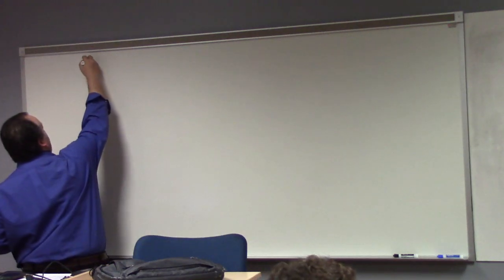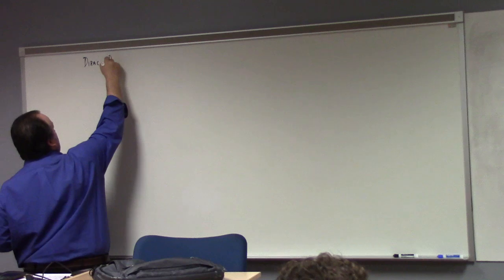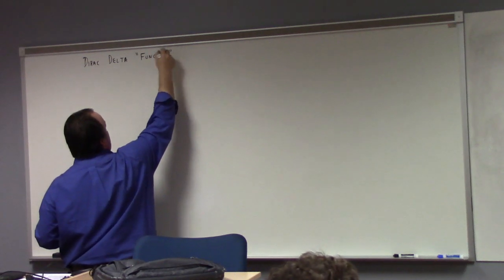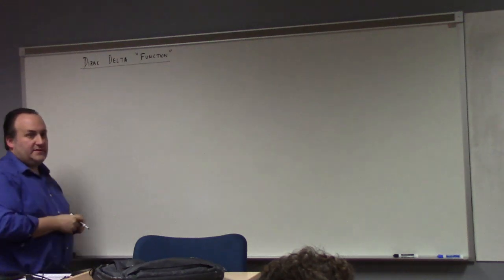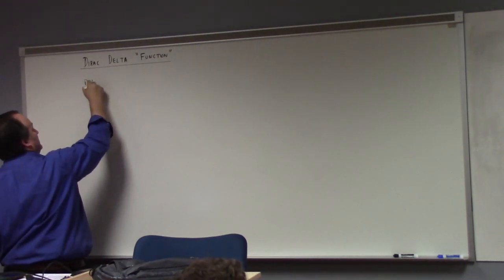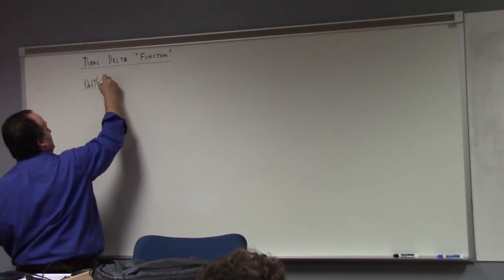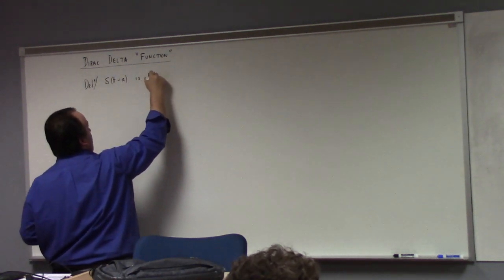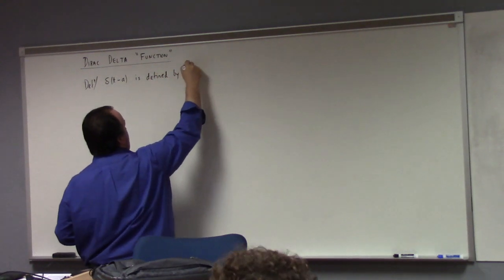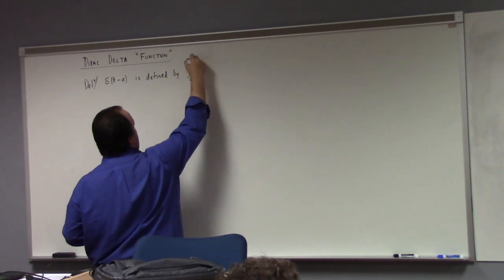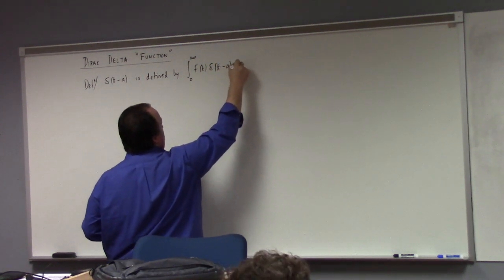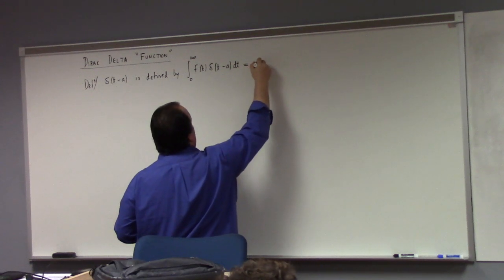Thank you. So today, I'll begin by talking about the so-called Dirac Delta function. Okay? I'll put function in quotes because it does beg certain questions. So the definition of the Dirac Delta function is this. Delta of t minus a is defined by the following fact. The integral from 0 to infinity of f of t times delta of t minus a dt is equal to f of a.